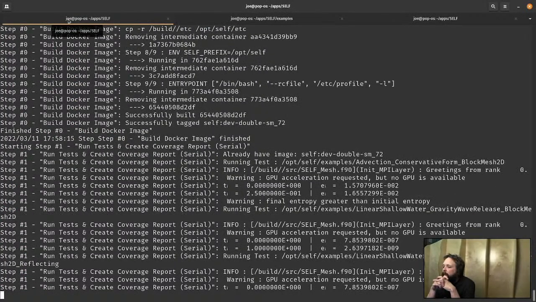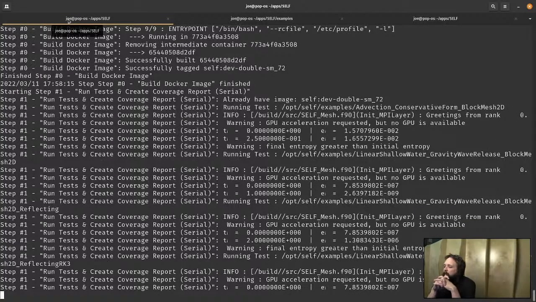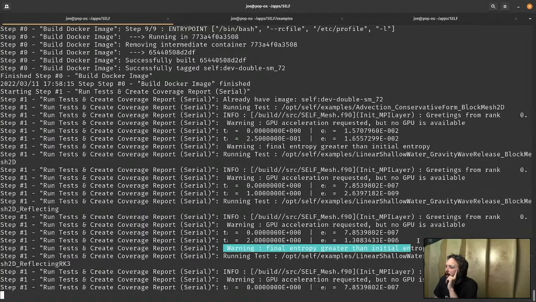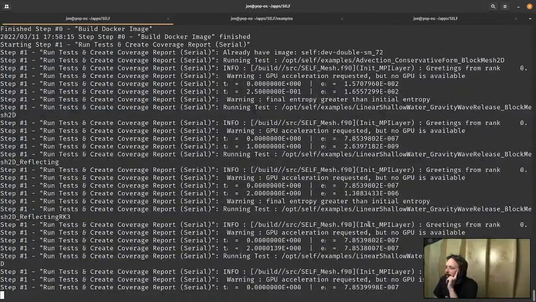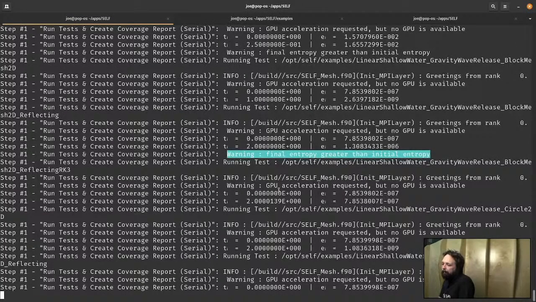And let's see here. Some of these, I'm noticing I got warnings about the final entropy being greater than the initial entropy. Yeah, those are using the Euler, first order Euler time step. I probably just need to drop the time step size on those to get that resolved. Seems like a time integration issue, because I can do those with RK3 and not have a problem. So that's cool.